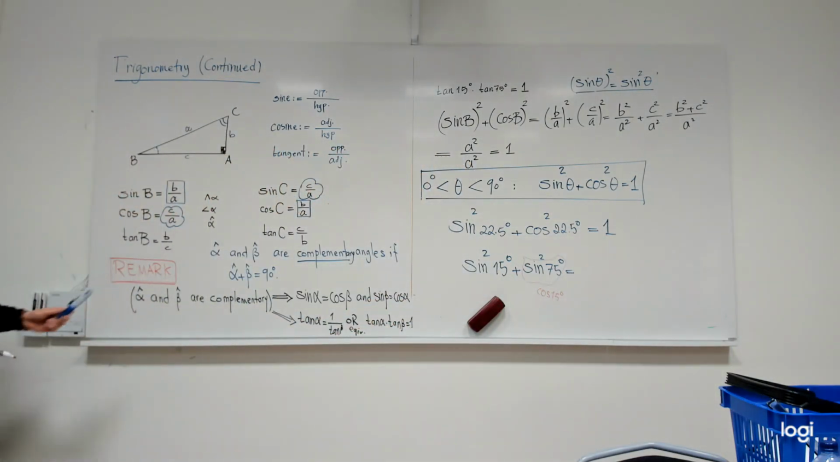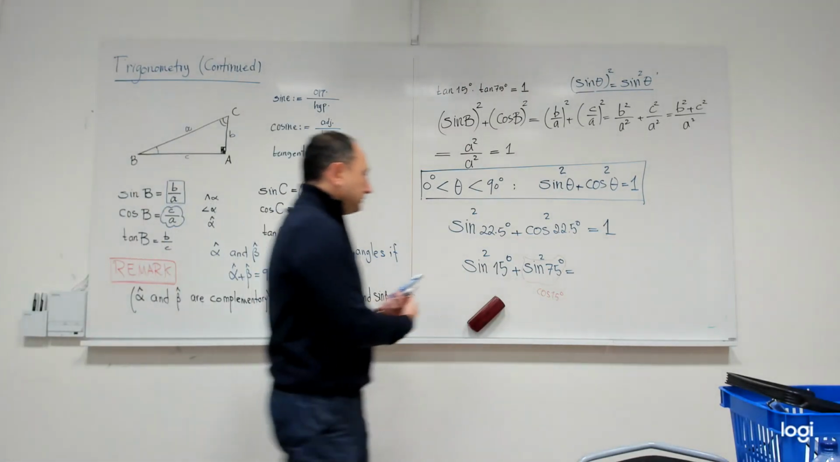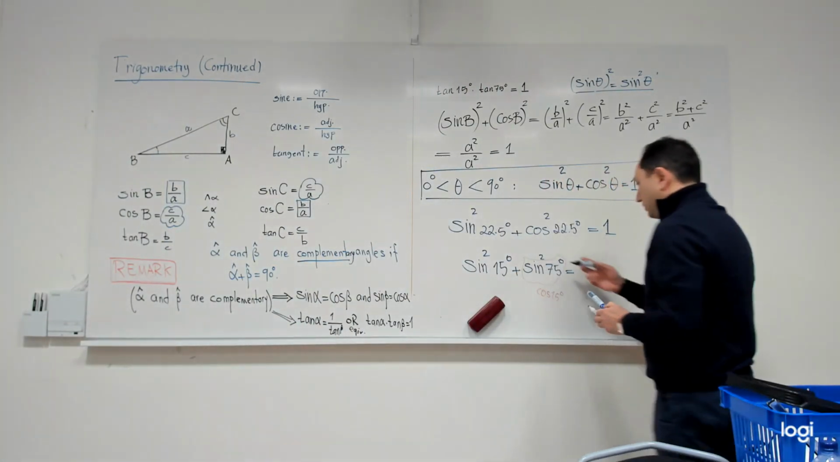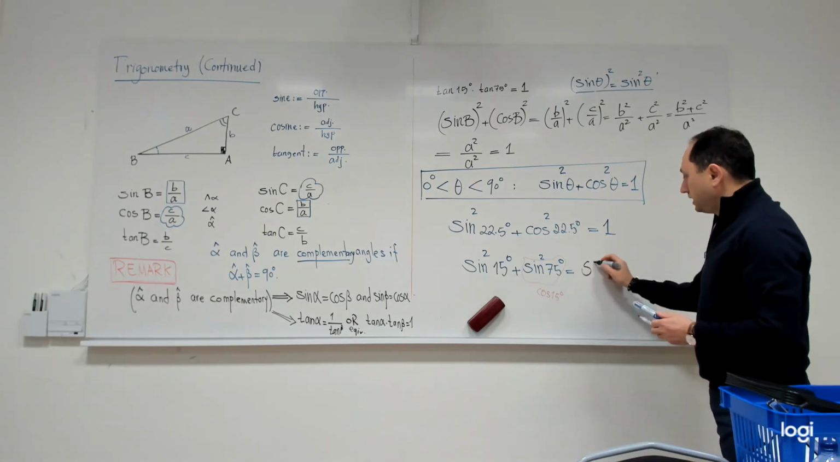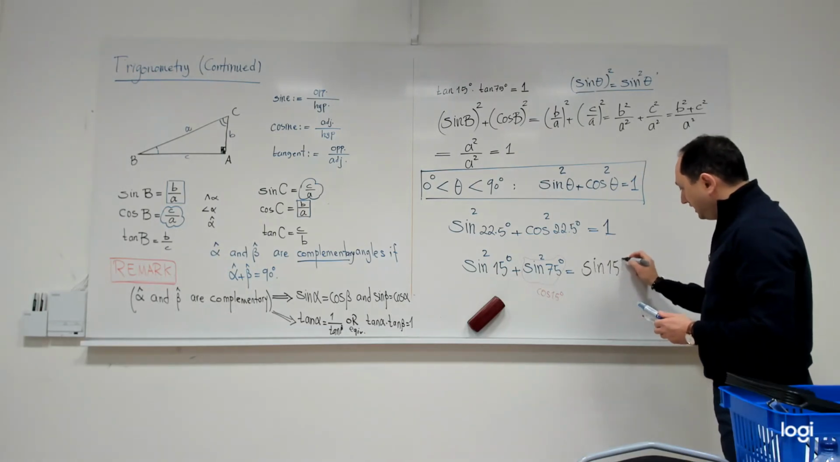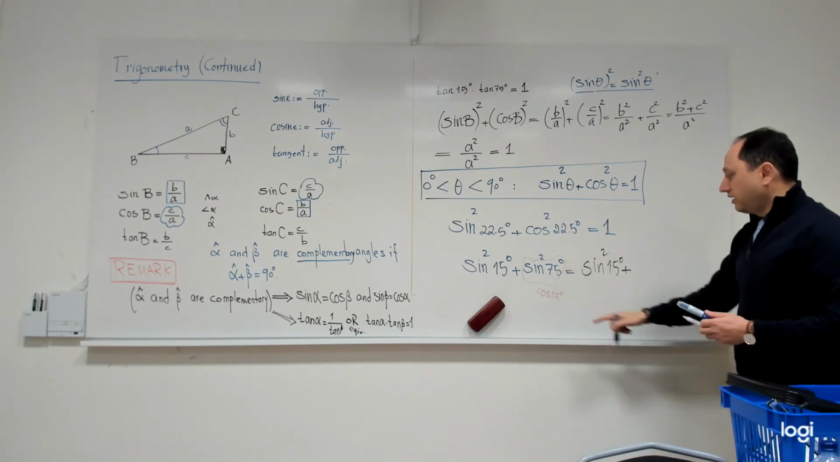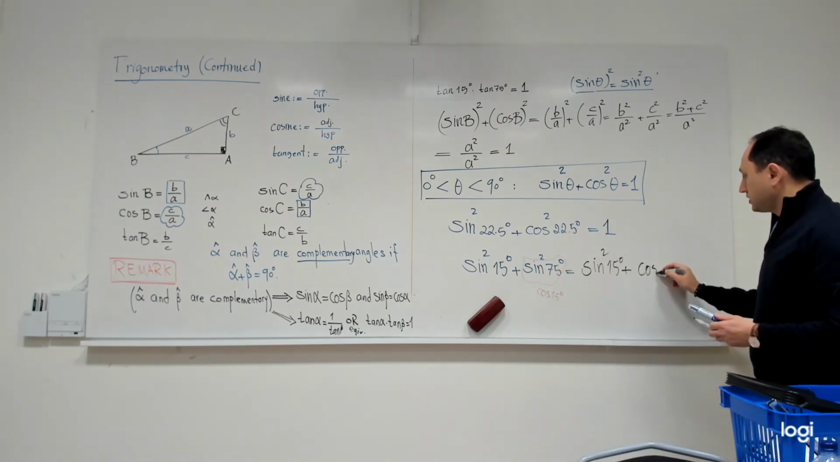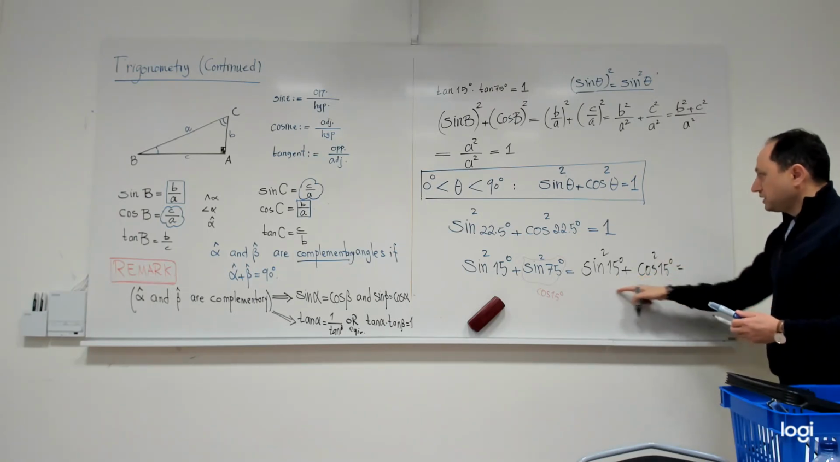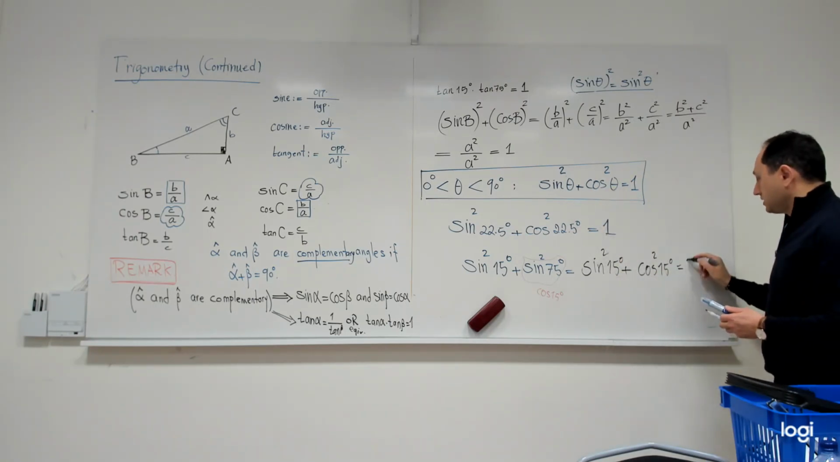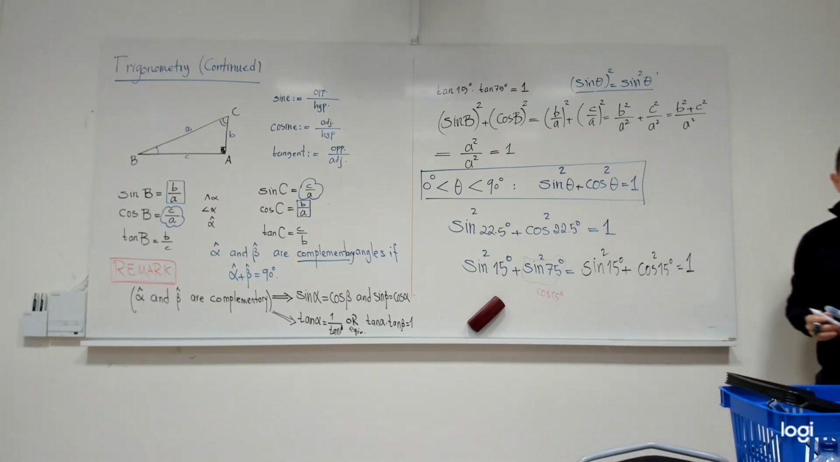So the answer would be sine 15 squared plus, instead of sine 75, I write cosine 15 squared. And then this becomes this exact combination. So the answer to this also becomes equal to 1.